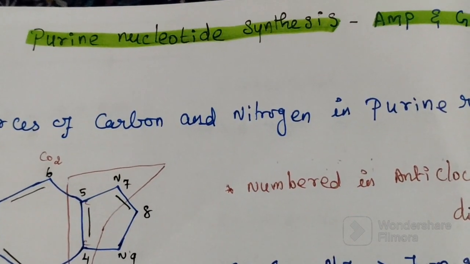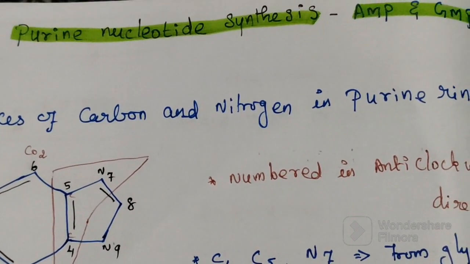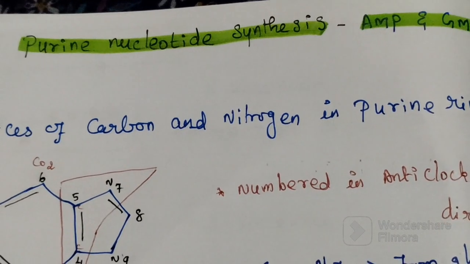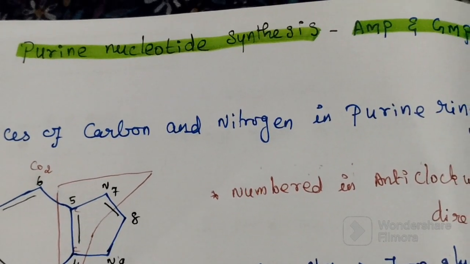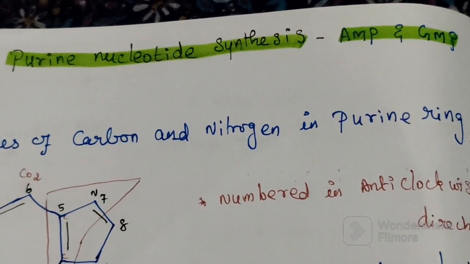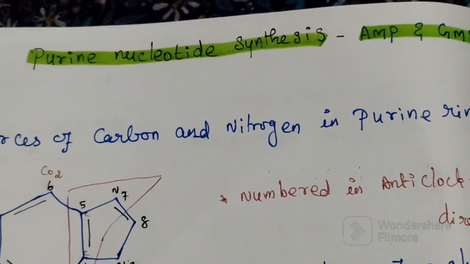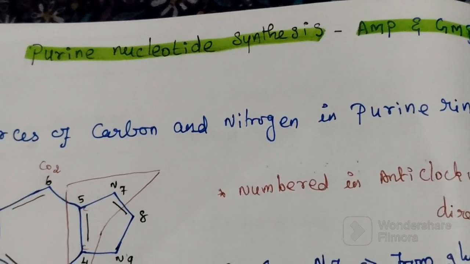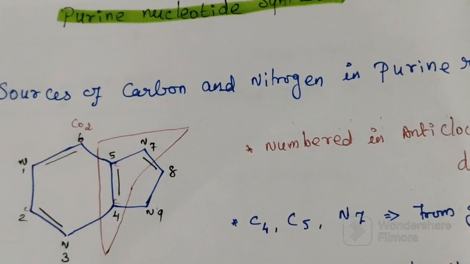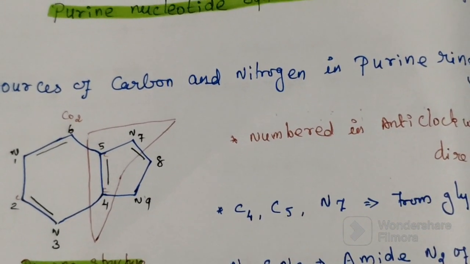In this video, we'll discuss purine nucleotide synthesis, or de novo synthesis of purine nucleotides. Sources of carbon and nitrogen in the purine ring.